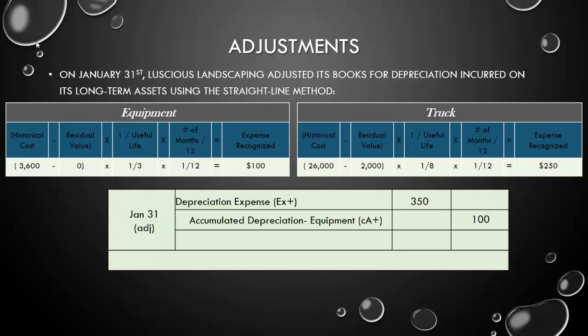We're going to have not one, but 2 accumulated depreciation accounts separated by the type of asset. So we have accumulated depreciation on our equipment, which was $100, and accumulated depreciation on truck, which was $250. But our debits still equal our credits. We got $350 on each side, so our adjustment is good when we adjusted for the depreciation on these long-term assets.